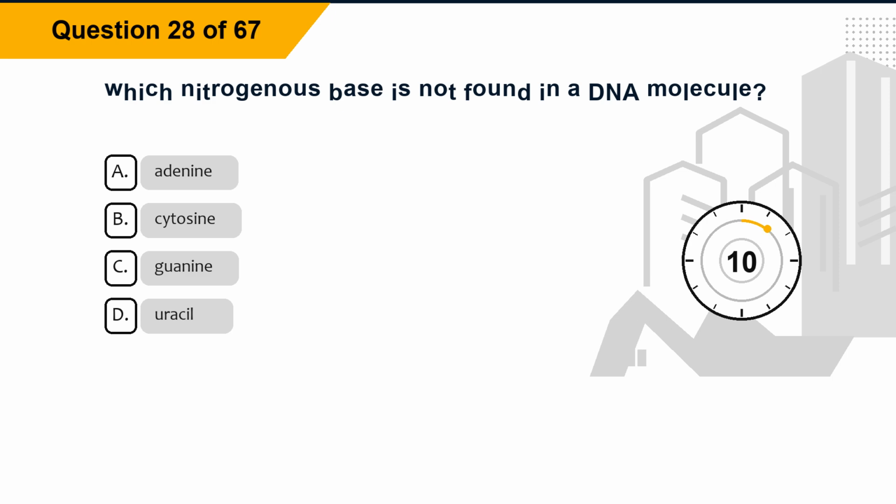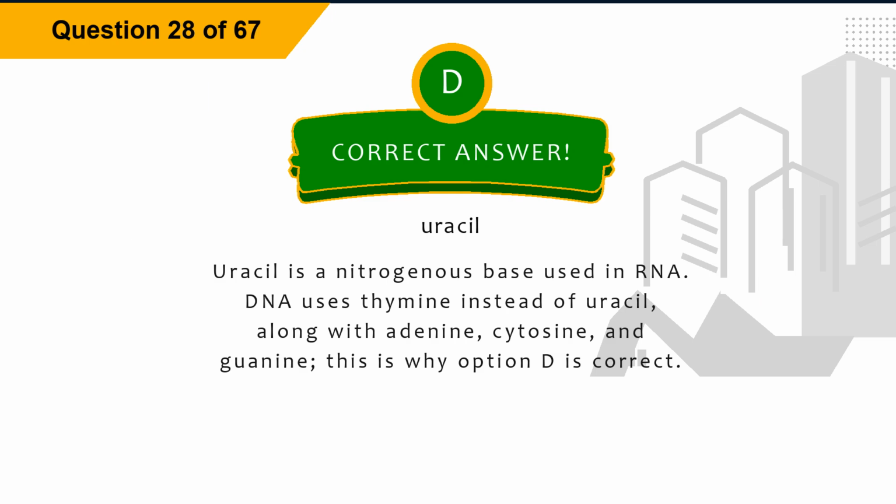Question 28. Which nitrogenous base is not found in a DNA molecule? Option A, adenine. Option B, cytosine. Option C, guanine. Option D, uracil. The correct answer is option D, uracil.